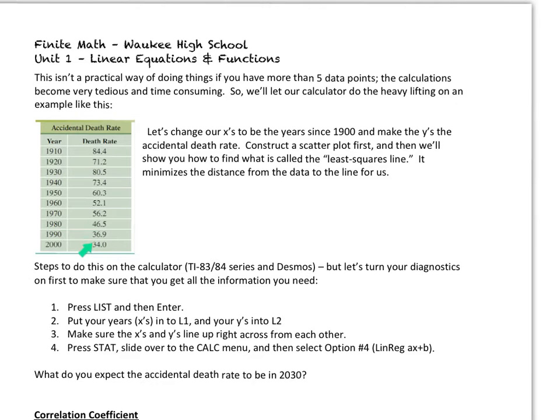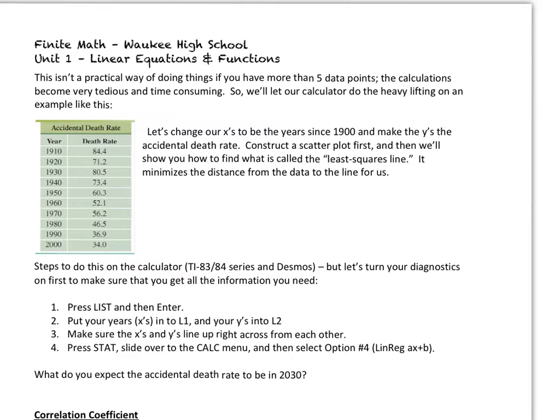the 20th century. And we have data from 1910 all the way to 2000. So what I did for this data was I changed the years so that every year was in relation to the year 1900. So it's like this first ordered pair that's right here. This had an ordered pair of 10 and 84.4, and then 20 and 71.2, and so on and so forth.